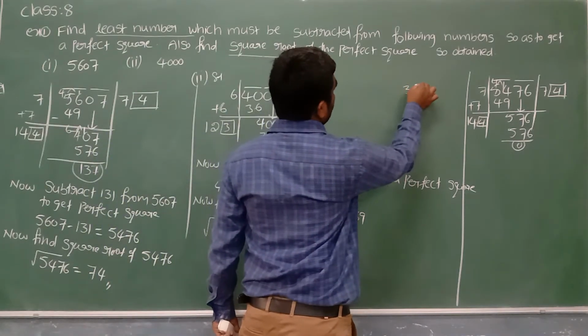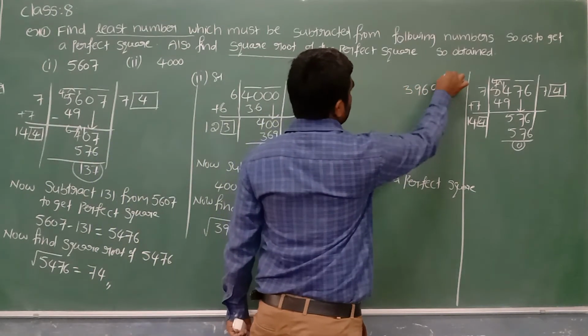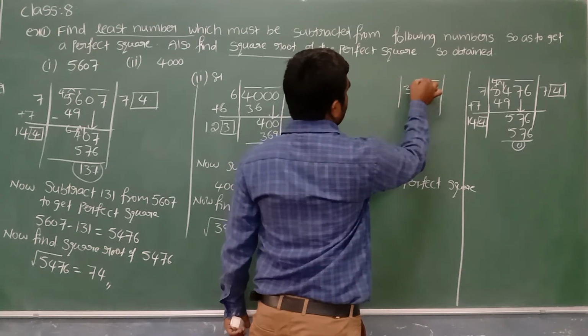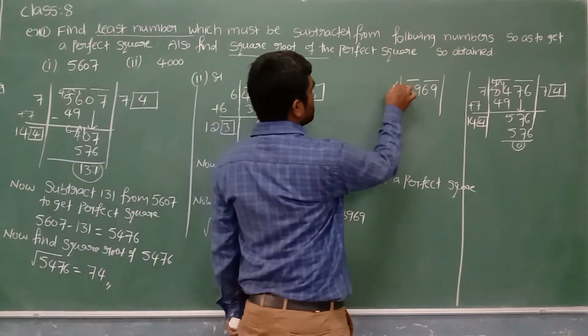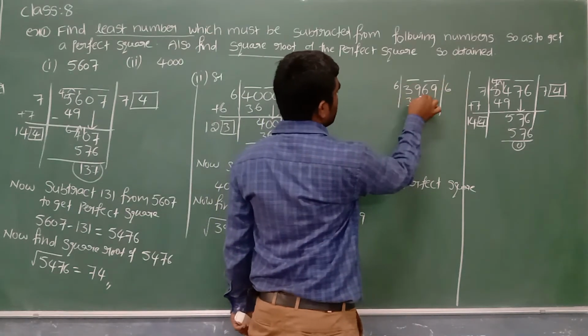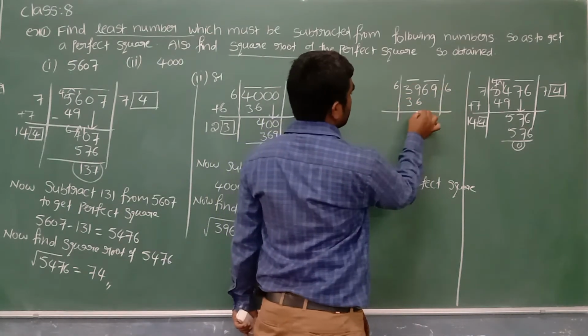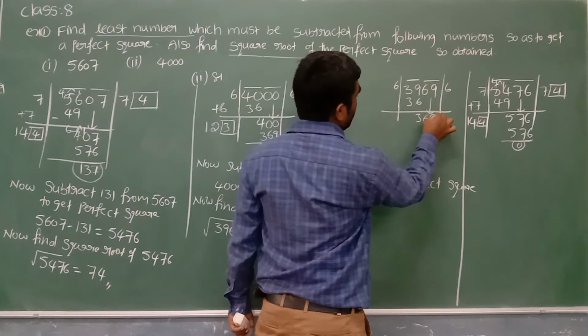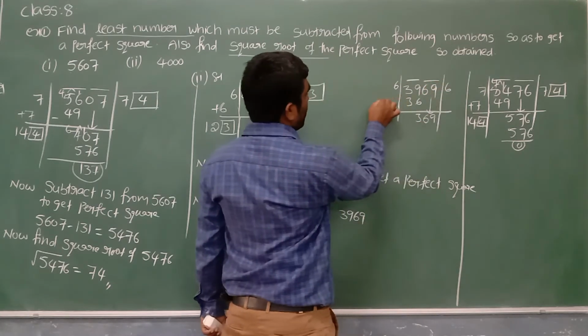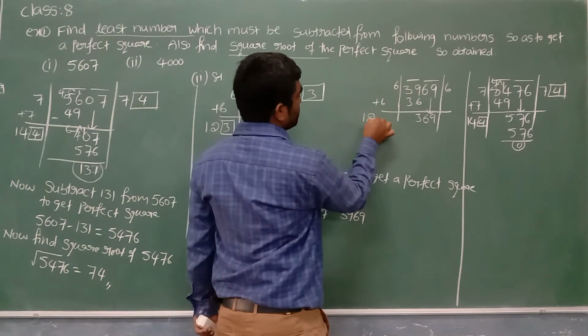Let me do here 3969. Place the bar from the ones place for every pair of digits. The nearest perfect square of 39 is 36, 6 into 6 is 36, 39 minus 36, 3 left. Below the second bar you can see 2 digits, those 2 we can take down at a time. So 6 we can add here, 6 plus 6, 12.